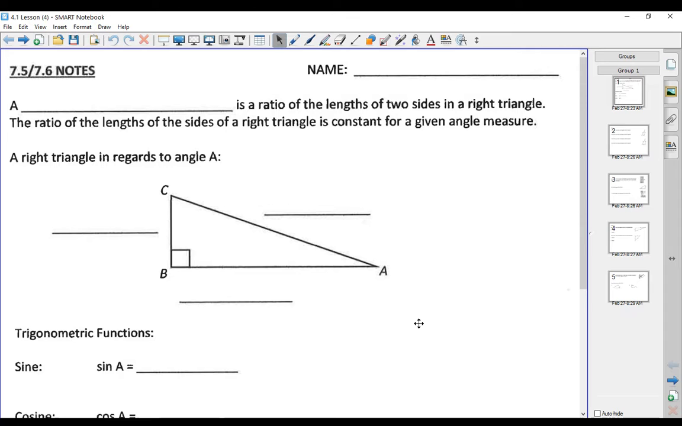This is Mr. Rose, and this is lesson 4.1, trigonometric ratios. Please fill out your note sheet as you go through the lesson.